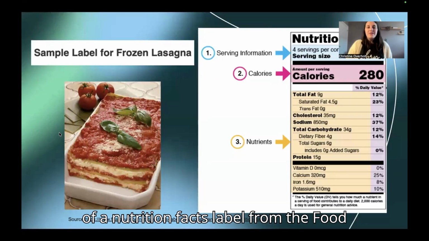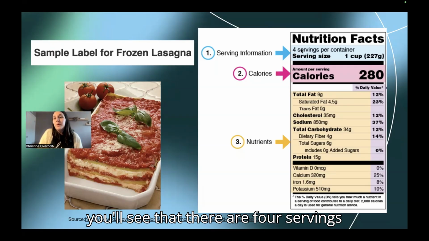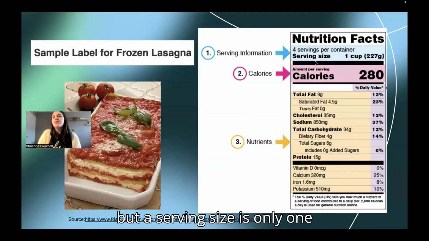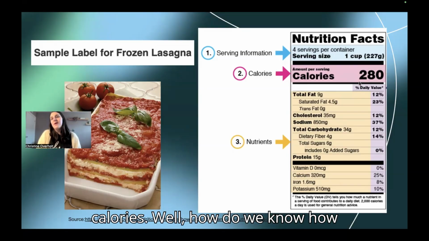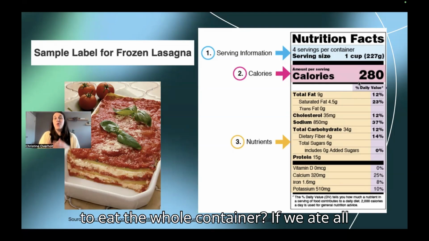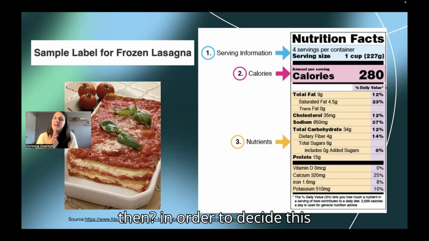This is an example of a nutrition facts label from the Food and Drug Administration. In this label, you'll see that there are 4 servings per container in this frozen lasagna, but a serving size is only 1 cup. In 1 serving size, there are 280 calories. Well, how do we know how many calories there might be if we chose to eat the whole container? If we ate all of the lasagna, 4 servings of the lasagna, how many calories would there be then?